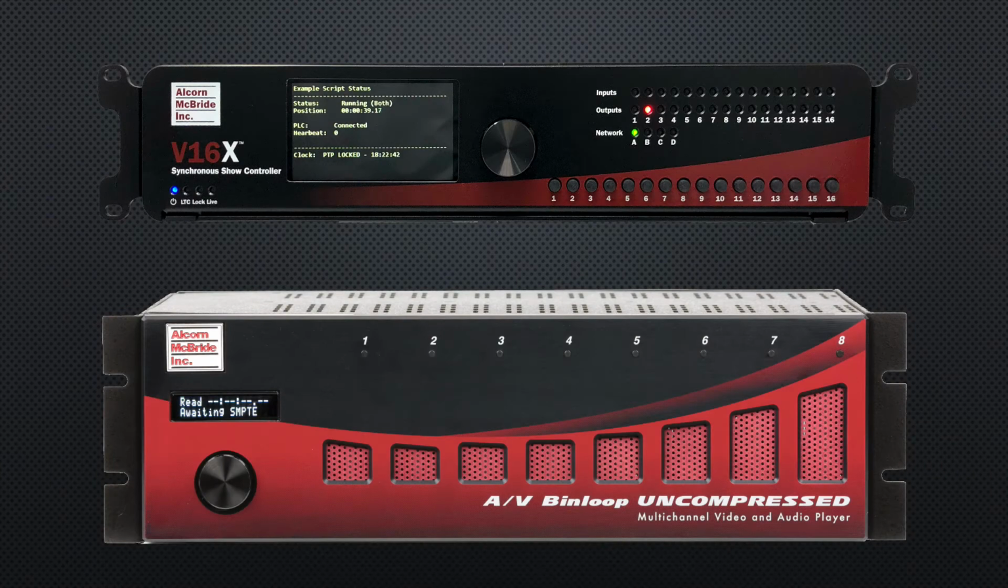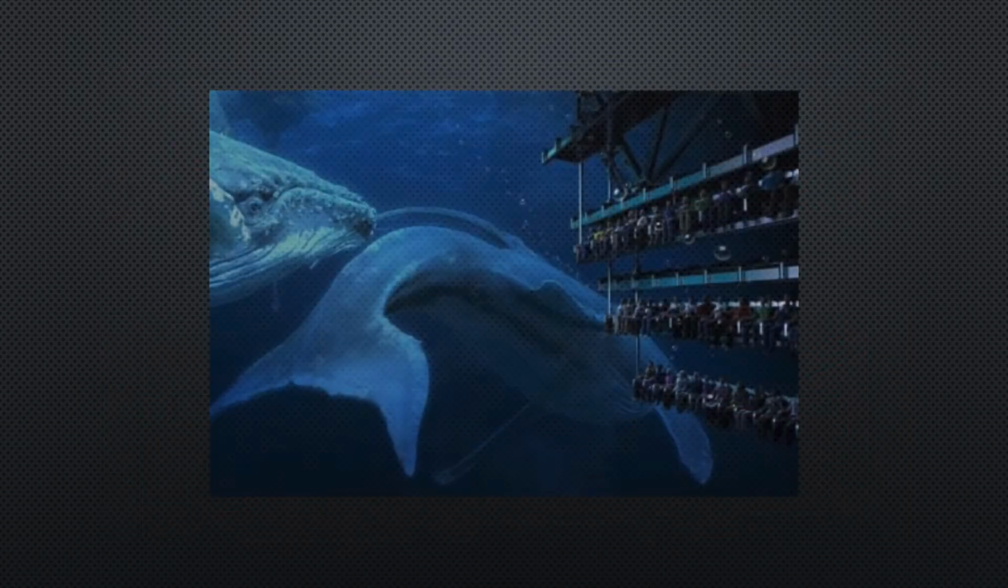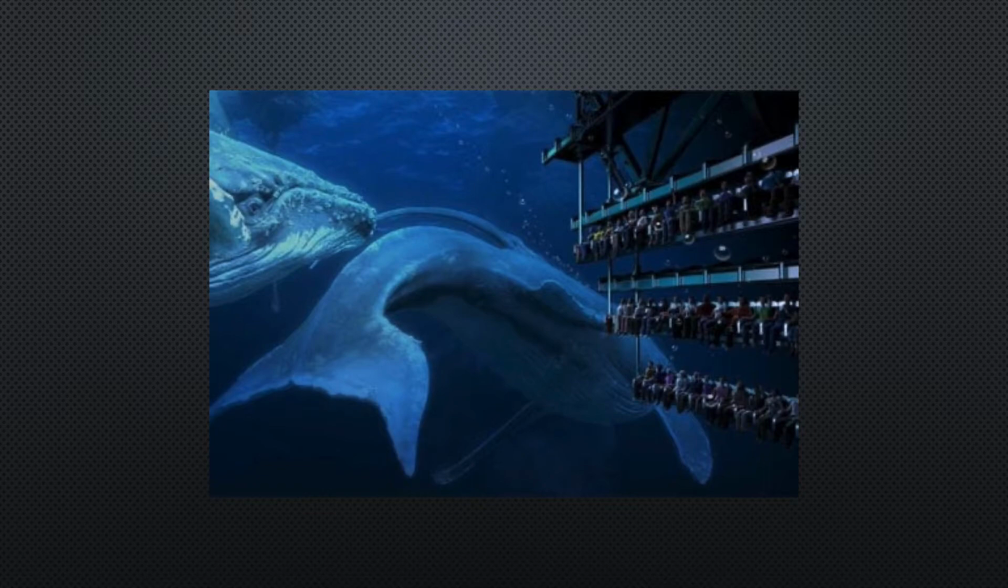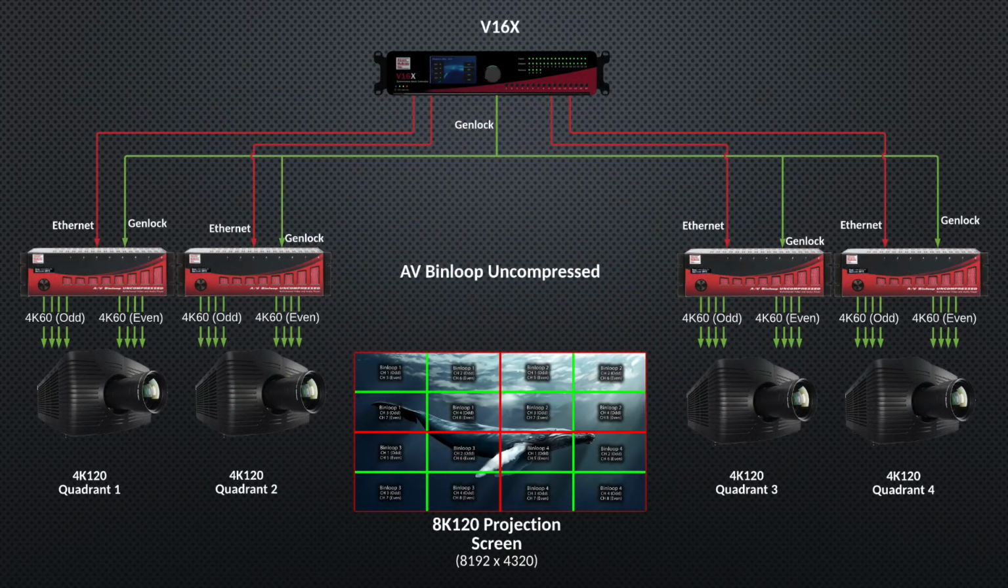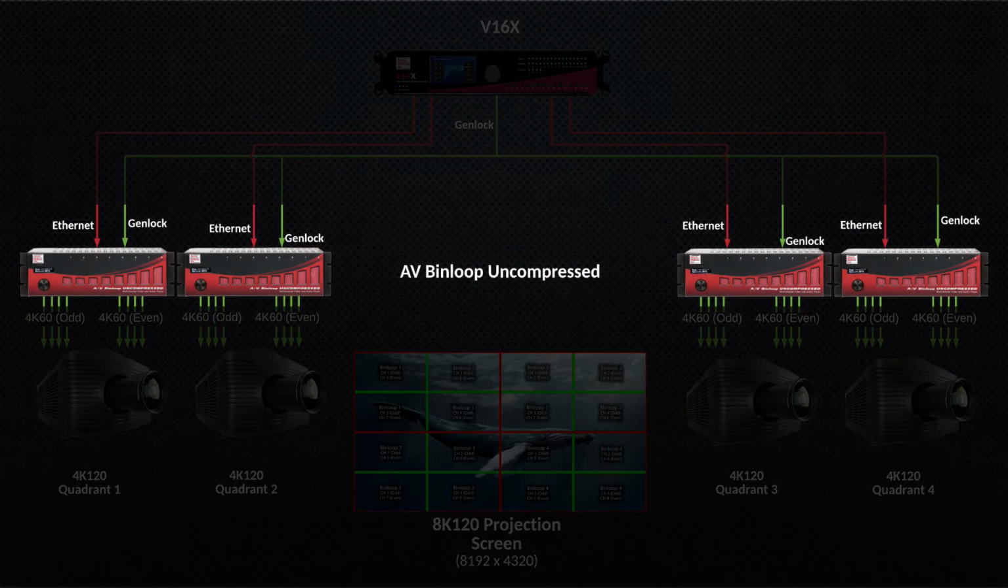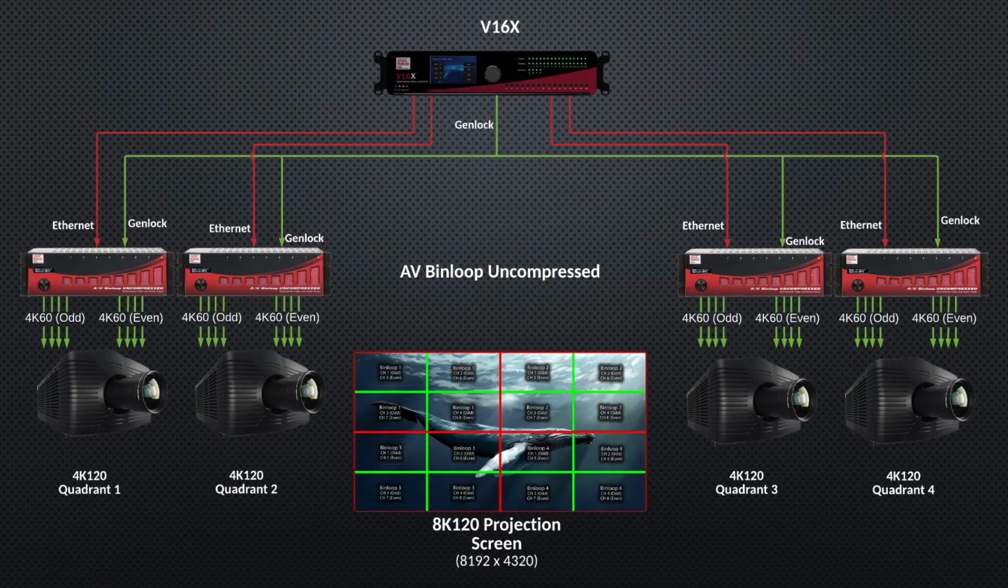Let's dive into a more advanced application that really leverages the synchronization capabilities of the AV Binloop Uncompressed and the V16X show controller. For the sake of this learning exercise, let's say we've got a flying theater application that will use projection to achieve an immersive 8K 120 video experience. To provide this, you would use 4 AV Binloop Uncompressed units, each providing a 4K 120 portion of the image.